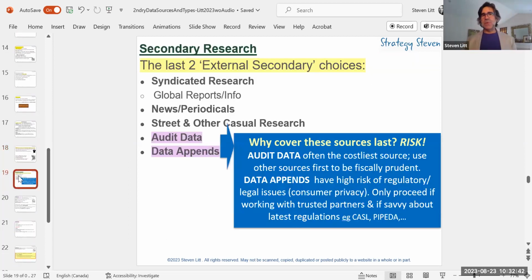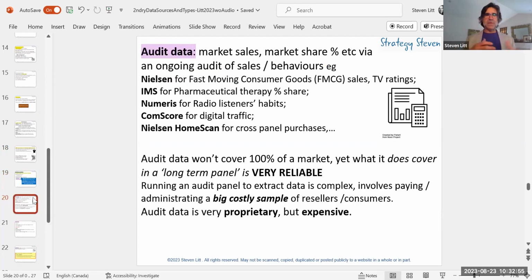Okay. The last two external sources, remember we said we'd cover them last because they're higher risk. Audit data is often the most costly. Data pens have the highest privacy or personal data sharing risk. Audit data is your market sales, market share kind of stuff done by audit or a panel, a monitored panel of a group of stores or consumers. So for Nielsen, it's fast moving consumer goods. They'll tell you the market share of laundry detergents and jams, of, you know, sandwich bags. IMS is the leader in audit data of pharmaceutical therapy.